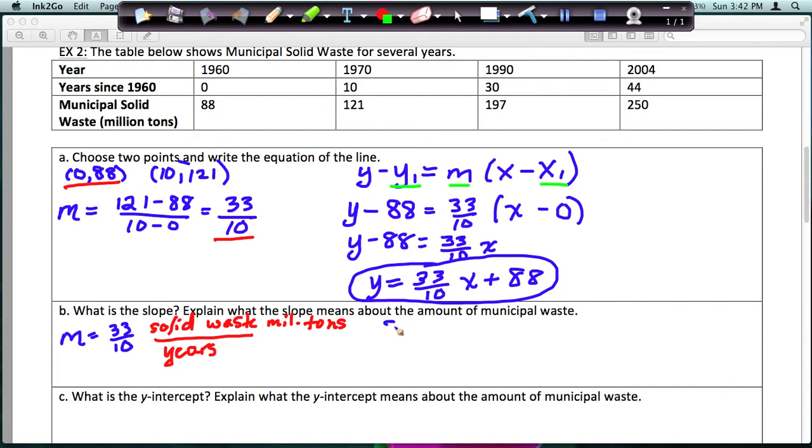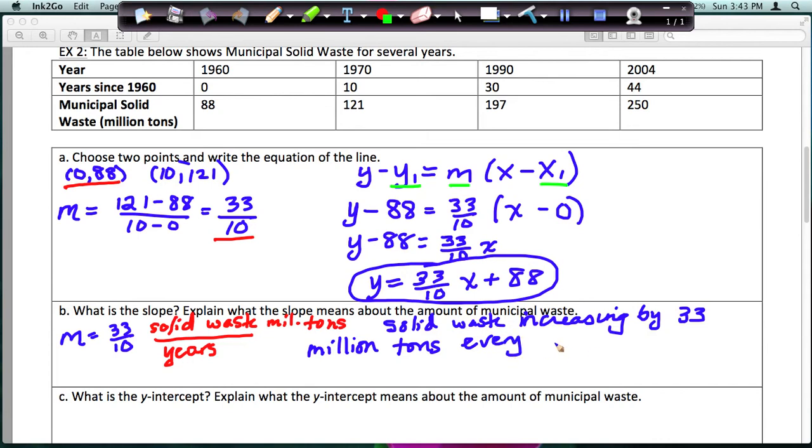So I'm just going to write that out. So solid waste increasing, and remember, if it was negative, it'd be decreasing, but this is a positive slope, so it's increasing by 33 million tons every, and then our denominator, or x value, is every 10 years.